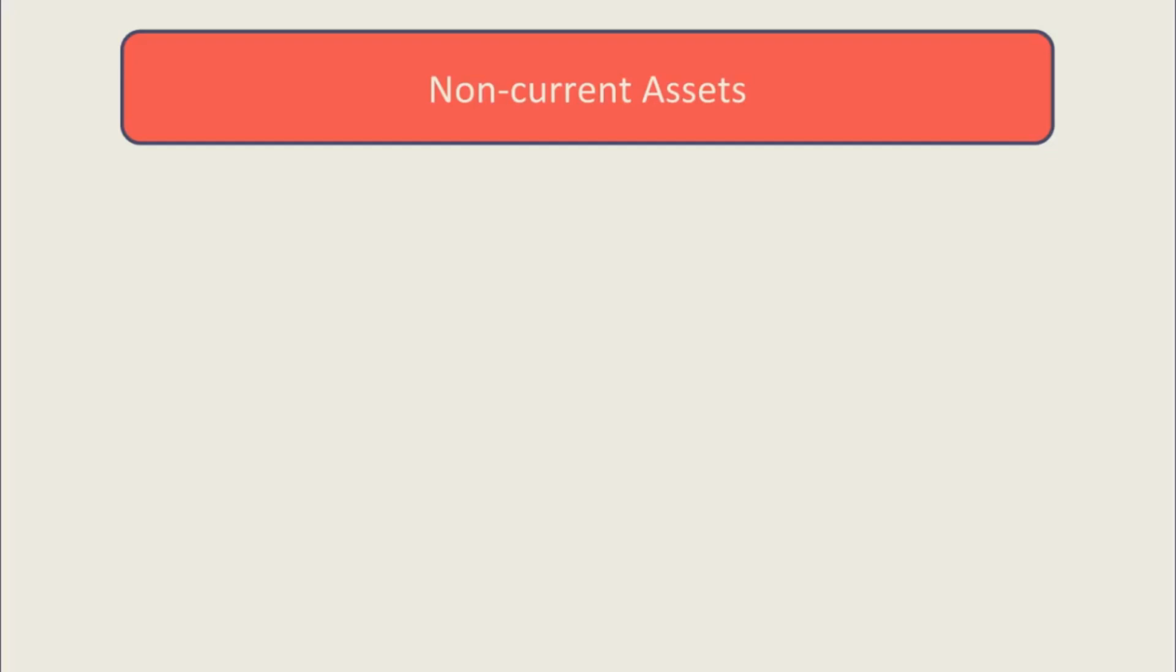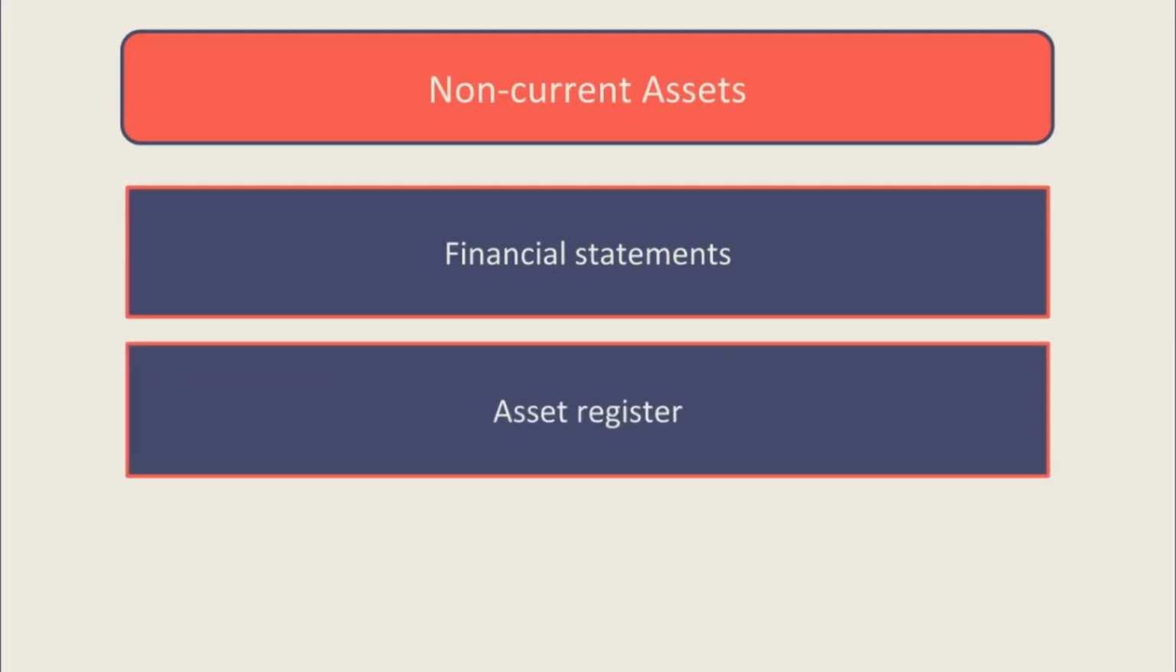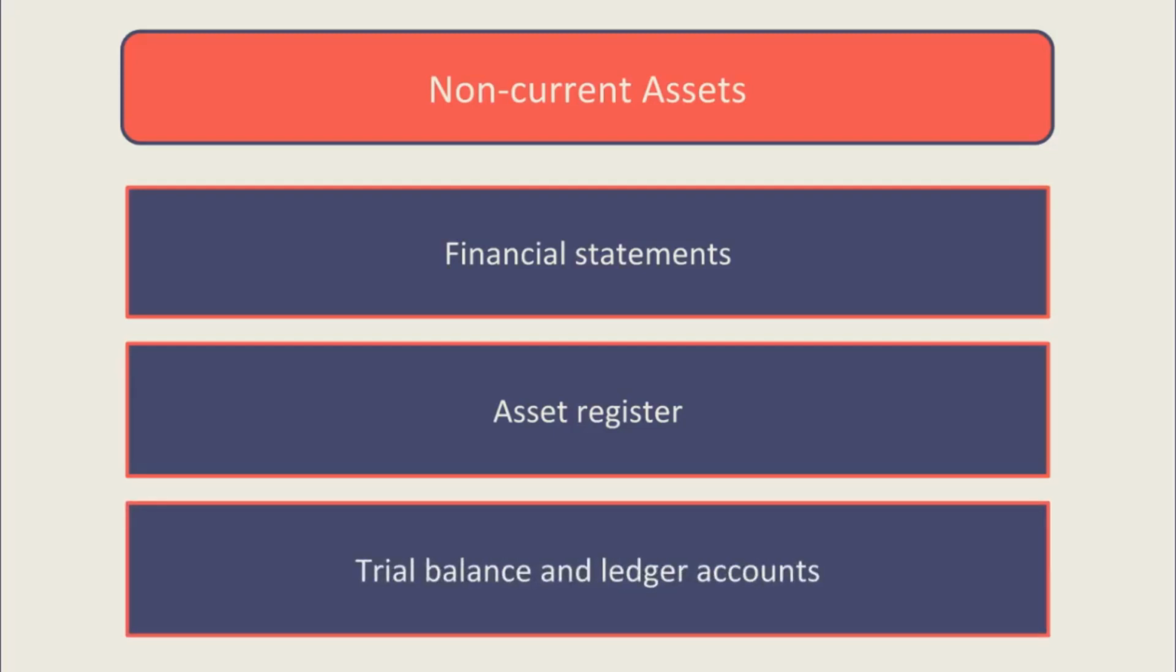In order to ensure non-current assets are audited effectively, the auditor will need to review the financial statements, including the statement of financial position and the non-current asset note, the asset register, which includes all details relating to the assets held by the company, and the trial balance and ledger accounts, forming the non-current asset balance. Each of these sources should tie in with one another, and it is the auditor's job to test whether that is the case.